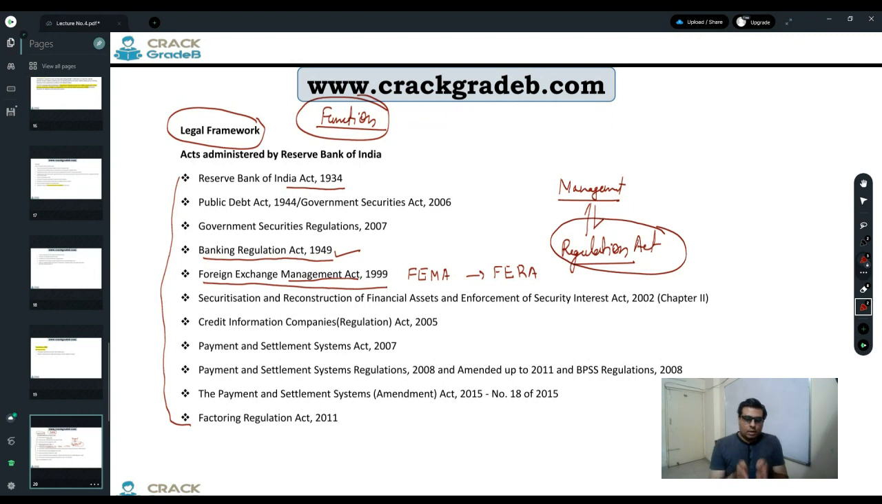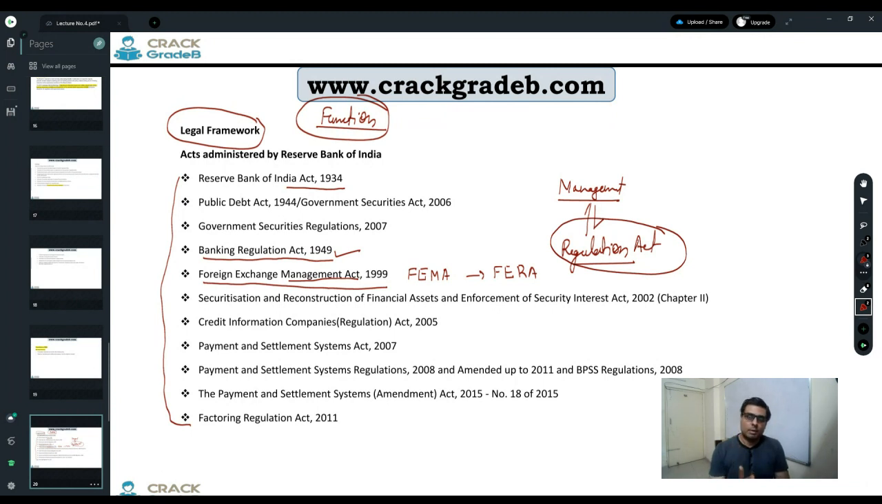So earlier, the Indian economy was a kind of closed economy, a socialist kind of economy, where India's economy's interaction with other economies was very limited, right? There was no huge inflow and outflow of foreign currency. So the kind of management thing was not required.